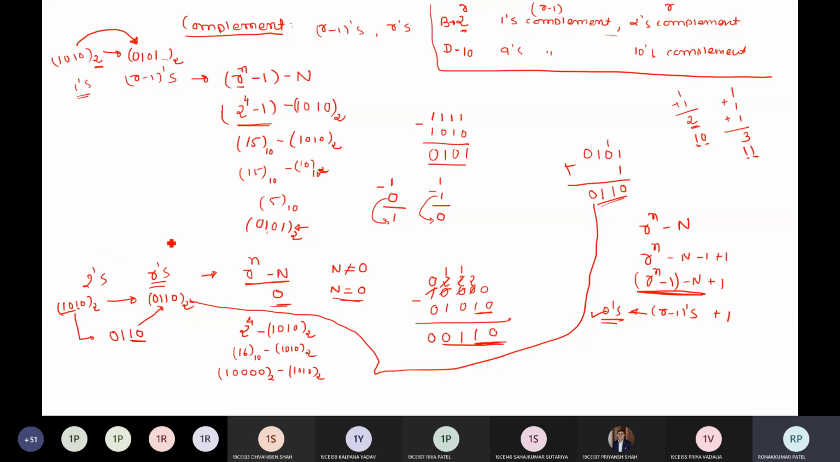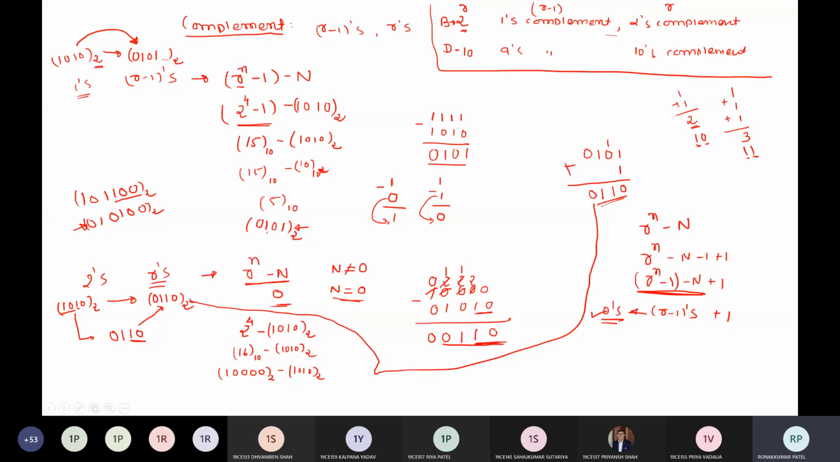What is the direct method? Start from the least significant bit until you get the first 1, or the first non-zero value. So in this binary case, the only non-zero value is 1. Until that, keep it as it is. So 101100: from the right side until the first non-zero value, keep this as it is, 100. For the remaining, convert 1 into 0 and 0 into 1: 010. This is the 2's complement of this binary number.